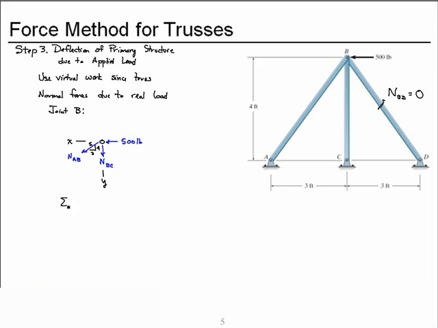Let's apply equilibrium. Sum forces in the X direction. So to the left will be positive. That gives me a positive 3/5 contribution from the normal force in AB and a positive contribution from the applied load of 500 pounds. I solve that. The normal force in member AB is a negative 833 pounds, which means it's 833 pounds in compression.